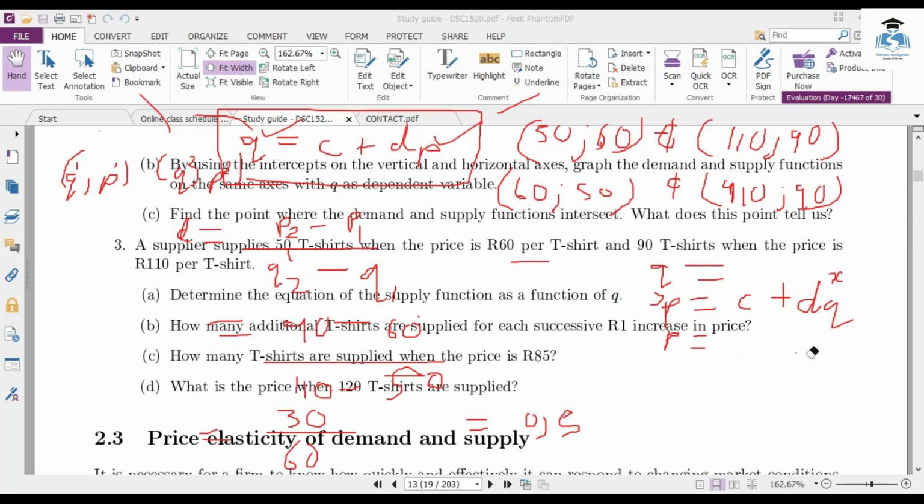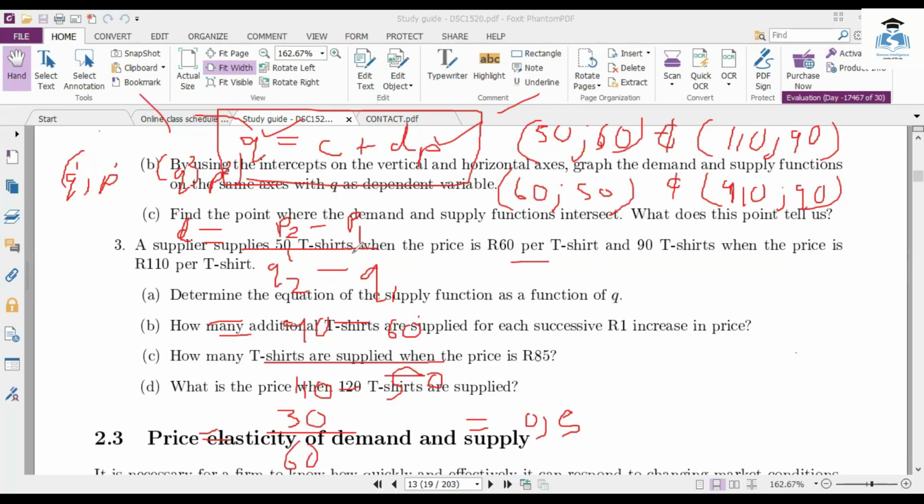Sorry, sir. I think in our calculation for the gradient D, we mixed up the values in the equation. It should be 90 minus 50 over 110 minus 60. Okay, let's check again. You are saying 90? Yeah, because if you look at the coordinates, 50 is the number of shirts and 90 is the number of shirts, so those should go together.